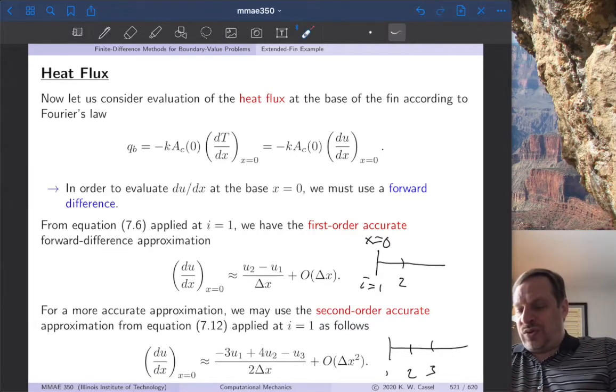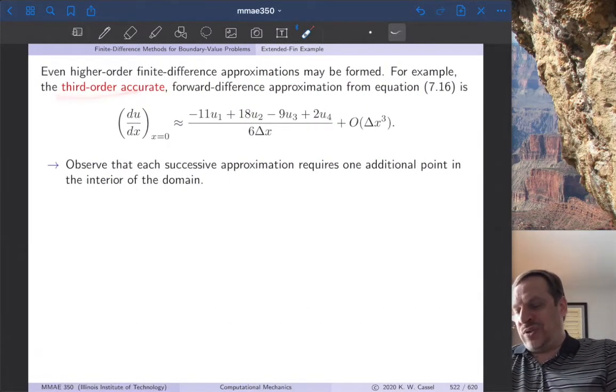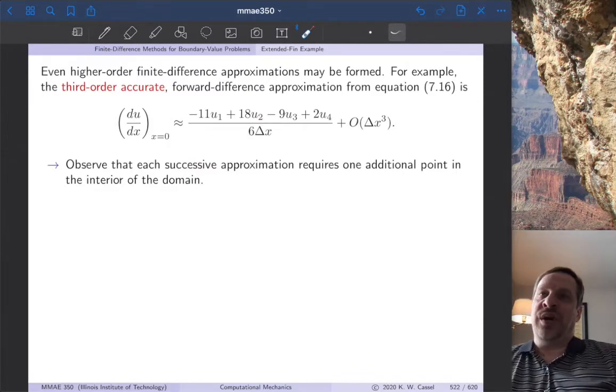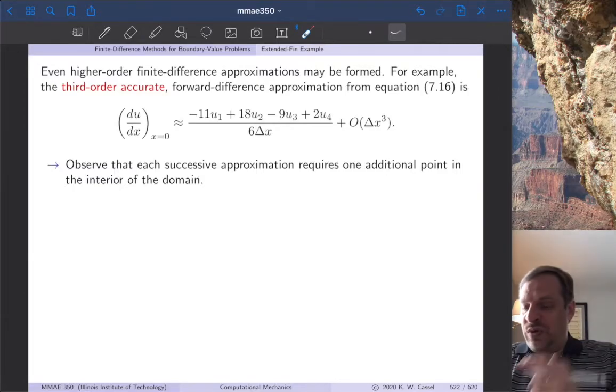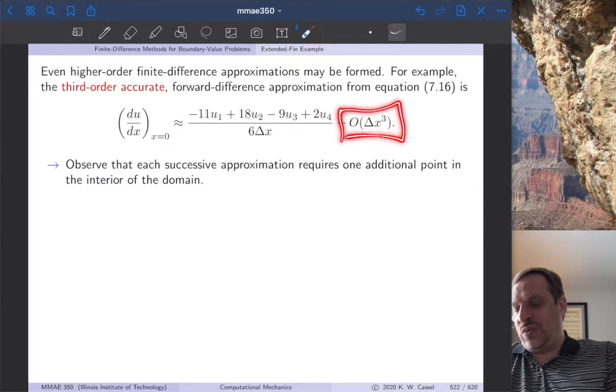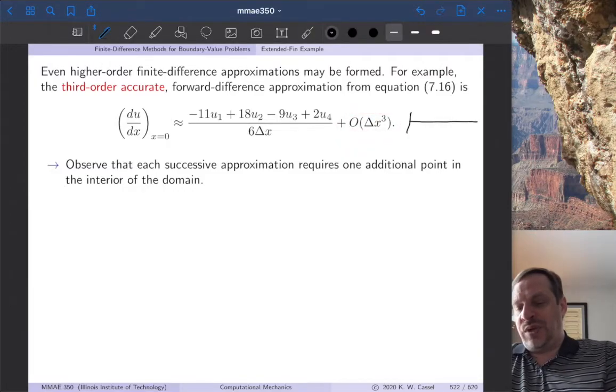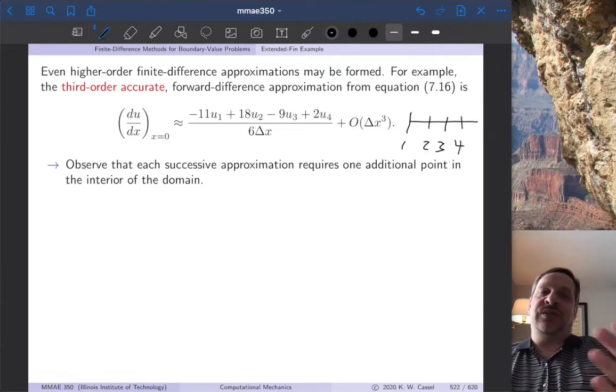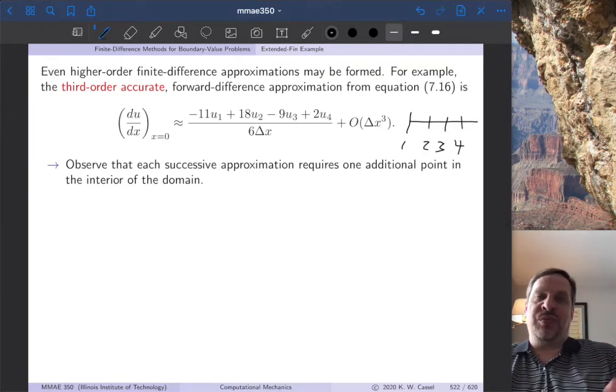Now, we could also go to third order accurate. Third order accurate, we actually did derive this. That was in chapter 7 as well. And you get these coefficients, the minus 11u1 plus 18u2 minus 9u3 plus 2u4 over 6 delta x. That is third order accurate, and it requires 4 points: 1, 2, 3, 4. So that's the usual pattern. The higher the accuracy of the approximation, the more points are necessary. But you'll notice they're all forward differences. They all start from i equal to 1 and increase to the right as we go into the domain.